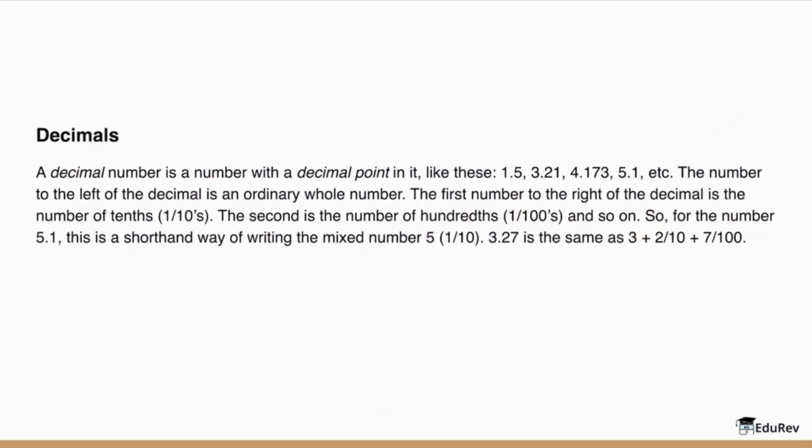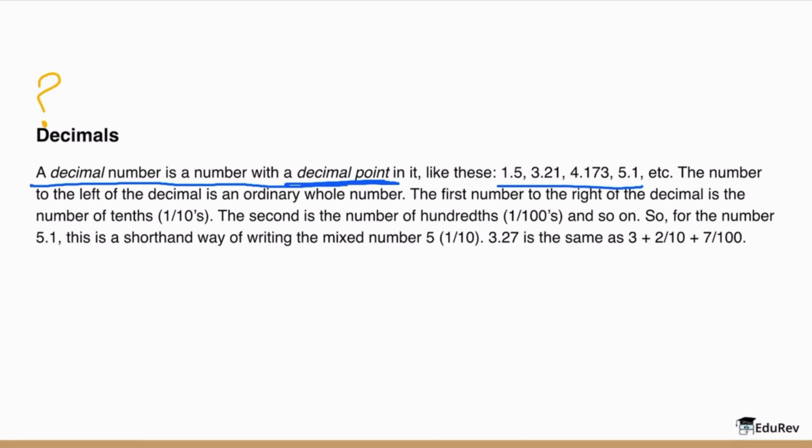Now we are going to study what decimals are. When I come to decimals, what comes into my mind? Obviously a point. So what is a decimal? A decimal number is a number with a decimal point in it. So any number which has a decimal point in it is a decimal, like the examples I have given here: 1.5, 3.21, 4.173, 5.1, etc.